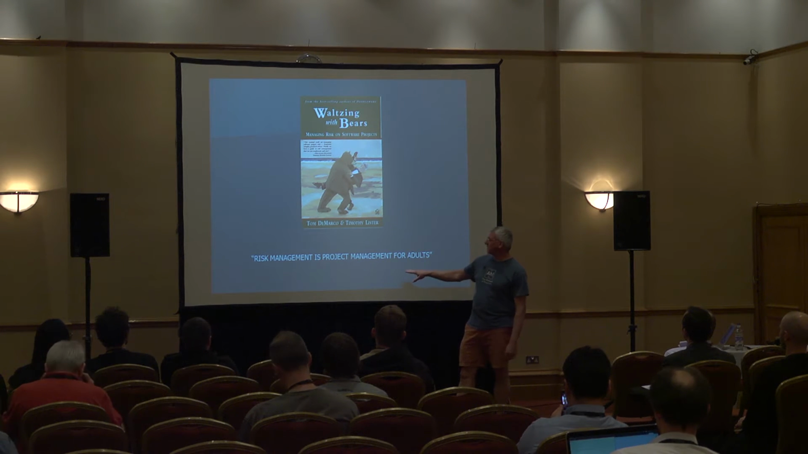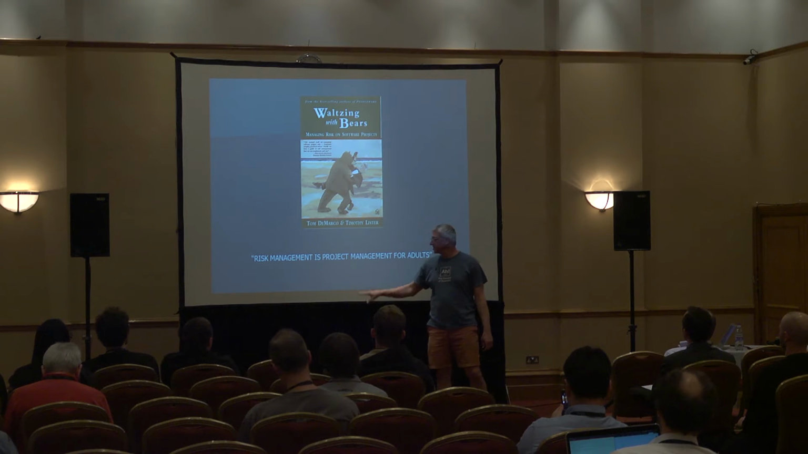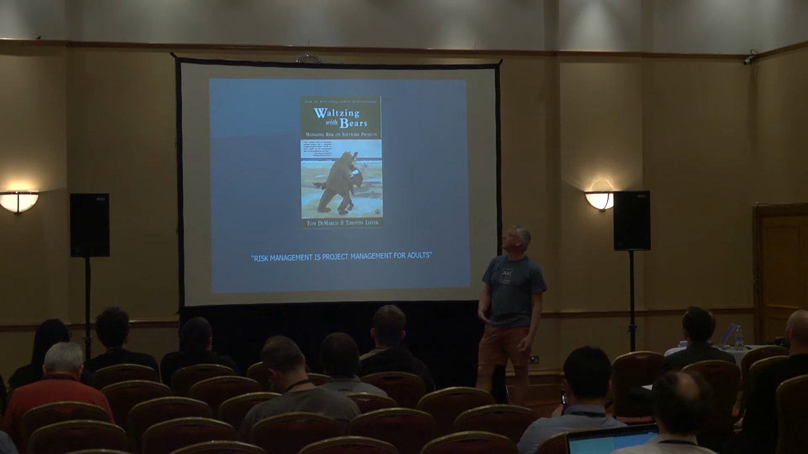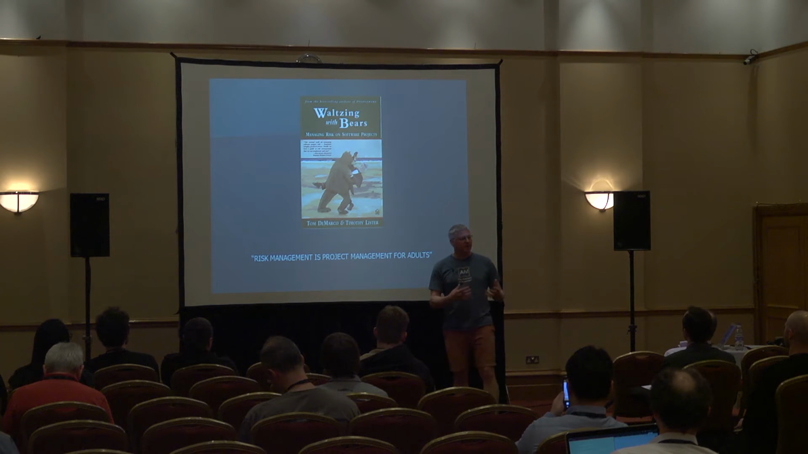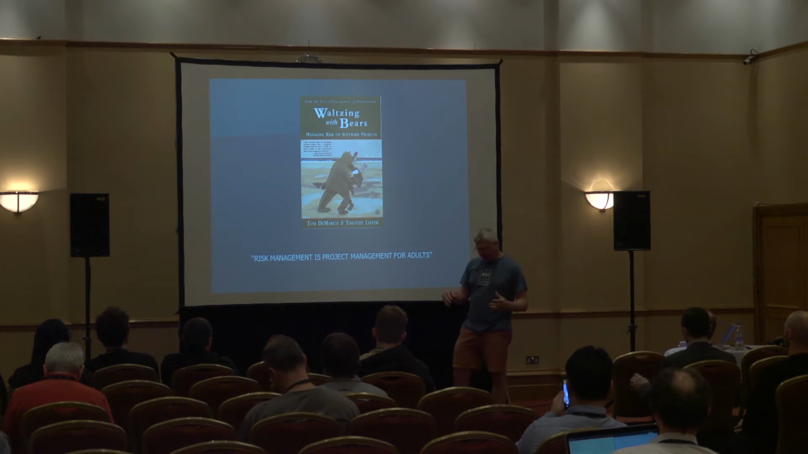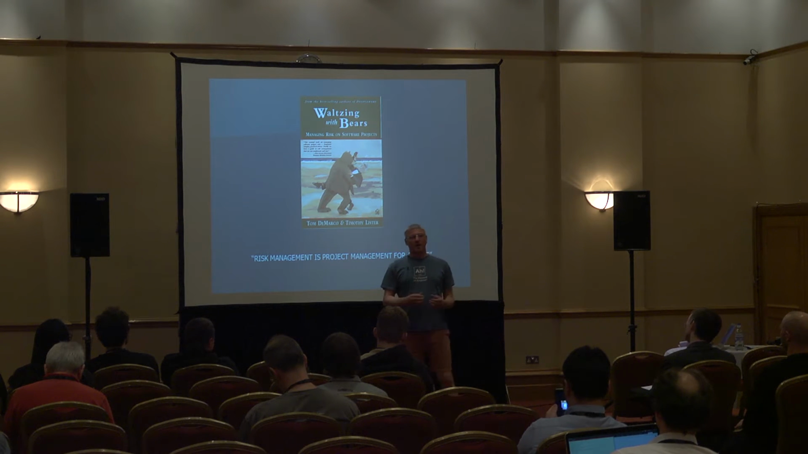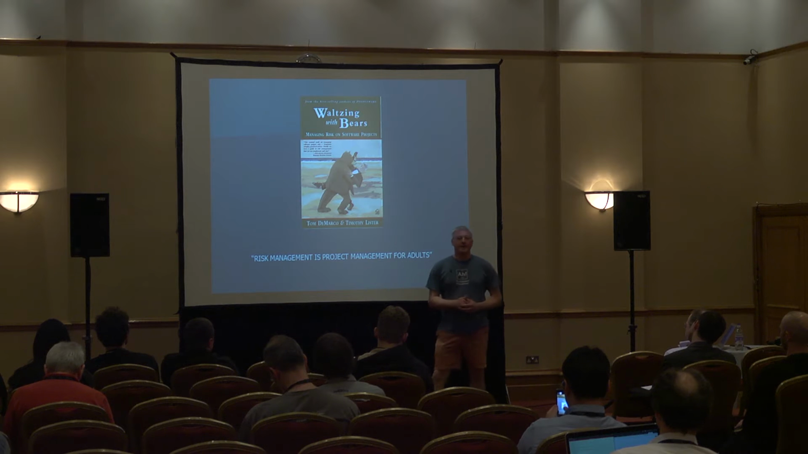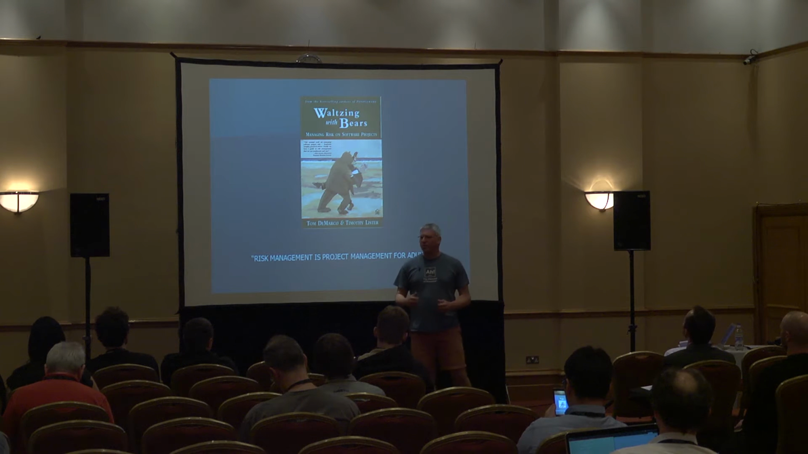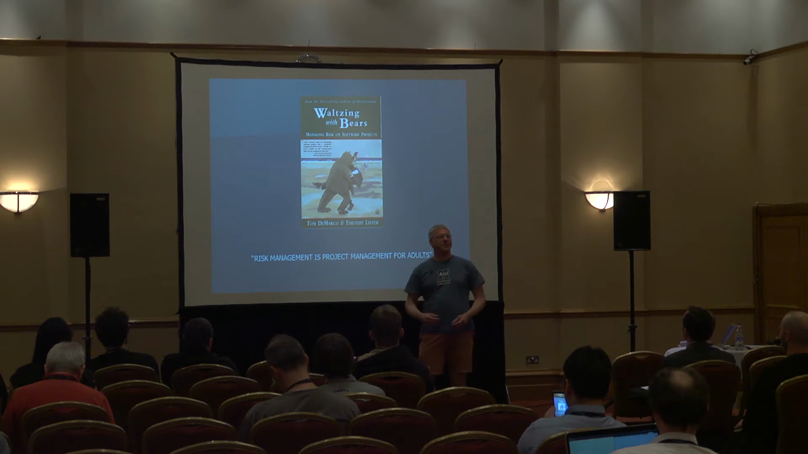And effectively the subtitle is that for project managers, risk management is project management for adults. The book starts with a little story around an incident that happened in London in, I think, the late 19th century. There was a meeting of the Metaphysics Society, which I think we'd call a philosophy meetup if it was hip and trendy today.